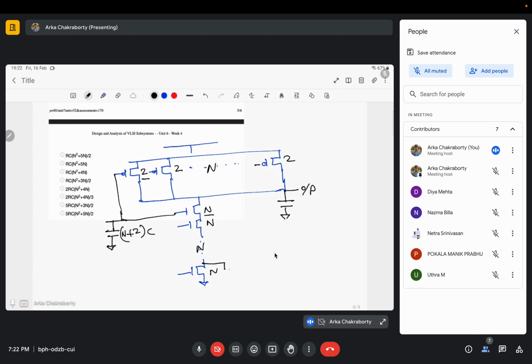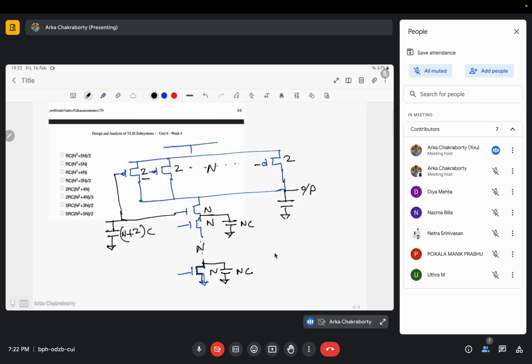And what will be the capacitances here? What will be the capacitance here, or this capacitance here? How much should it be? It's NC, correct? Because the transistor sizes are N. Okay, so it should be NC.